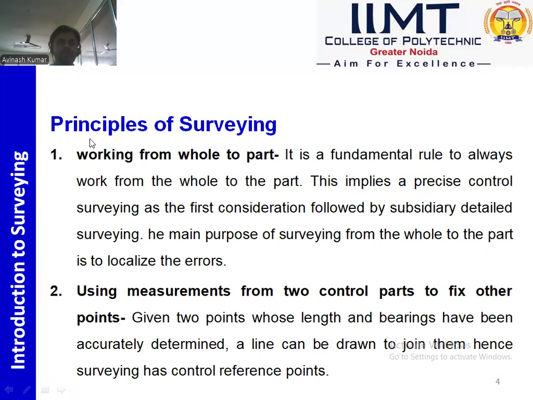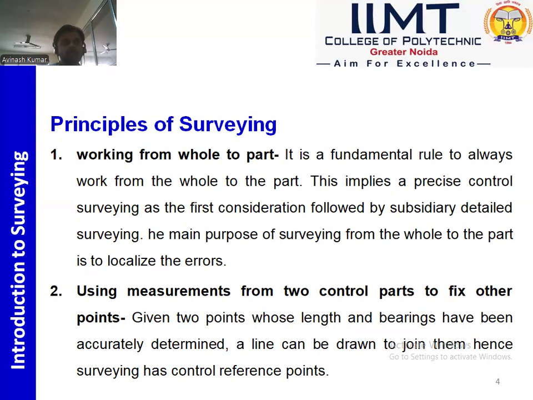Now principles of surveying. There are two principles of surveying. The first one is working from whole to part. Working from whole to part is done to localize the errors. Now, what is the meaning of this? Suppose there is a line of 1 meter and we have a scale of 15 centimeter. If we measure it in 7 parts, meaning 15 into 7, 105 centimeter, then there might be some errors. In each part, that error will be added, so the magnitude of error will be more.